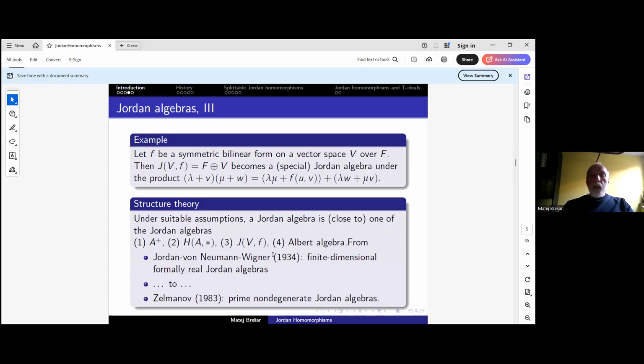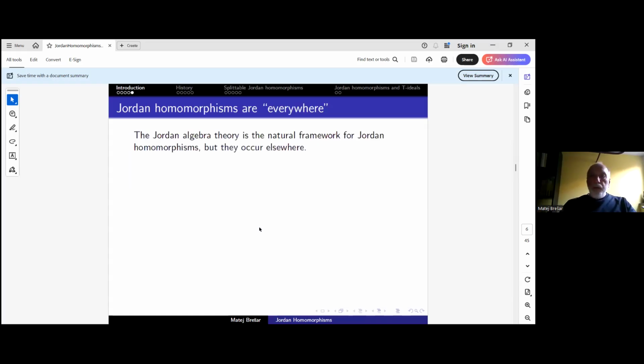And everything started with the paper by Jordan, von Neumann, and Wigner in 1934. And the most general results were obtained by Efim Zelmanov, who showed a result of the type just mentioned for prime non-degenerate Jordan algebras. So essentially, in some sense, these four types are also the only types that are worth considering. Okay, so this was one point of view why to study Jordan homomorphisms. They are natural because they are homomorphisms of the corresponding Jordan algebras, but there is another reason.